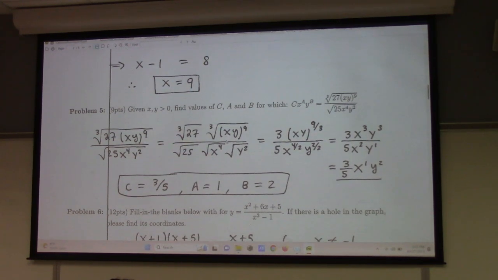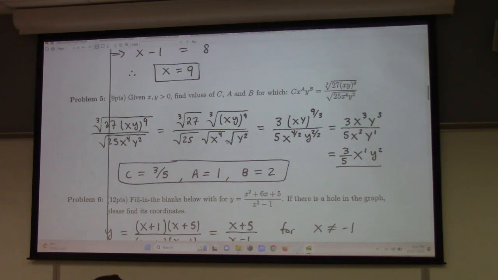Now problem 5, let's walk through it here. So we've got a cube root upstairs, a square root downstairs. The cube root of a product is the product of the cube roots. I've got a cube root of 27, a cube root of x, y to the 9th power, a square root of 25, a square root of x to the 4th, a square root of y squared. So the cube root of 27 is 3, the square root of 25 is 5. This gives me x, y to the 9/3, and x to the 4 over 2, y to the 2 over 2, which just gives me x cubed, y cubed over x squared y.